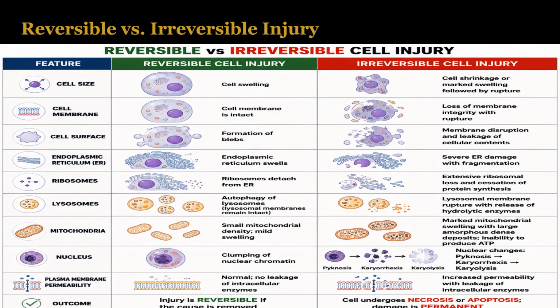Plasma membrane permeability. In reversible injury there is no leakage of intracellular enzymes, while in irreversible cell injury, there is increased permeability with leakage of intracellular enzymes. And the last but not least of the factors that distinguish reversible cell injury and irreversible cell injury is that reversible injury can be reversed if the cause is removed. So meaning if the stress is removed, the injury is reversible. Whilst in irreversible cell injury, as the name implies, the cell undergoes necrosis or apoptosis, and the damage is permanent.